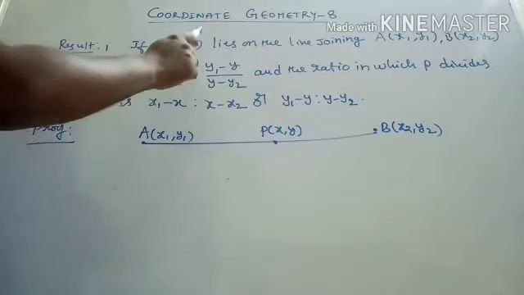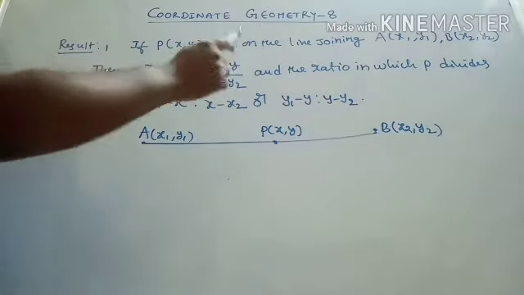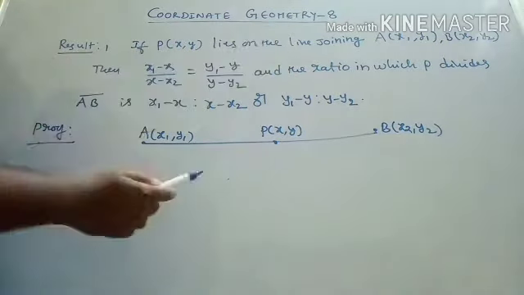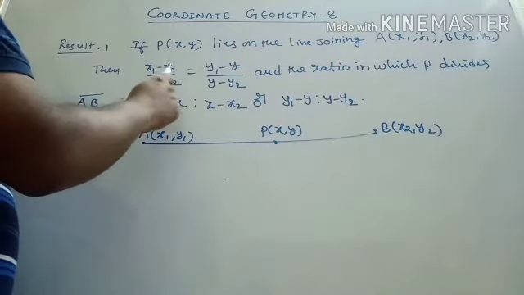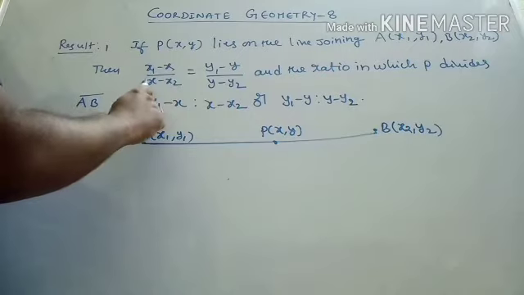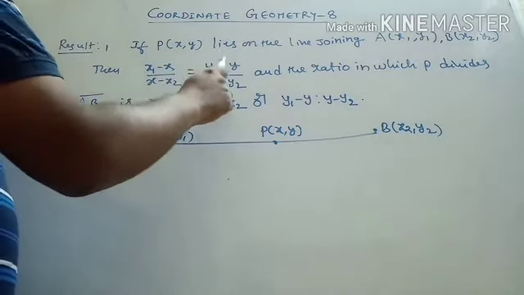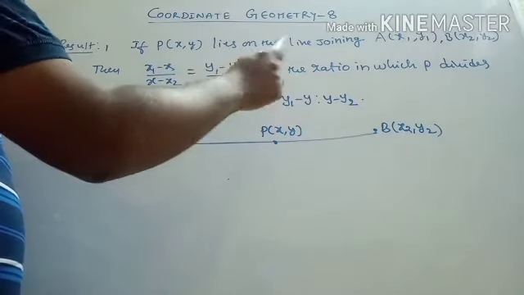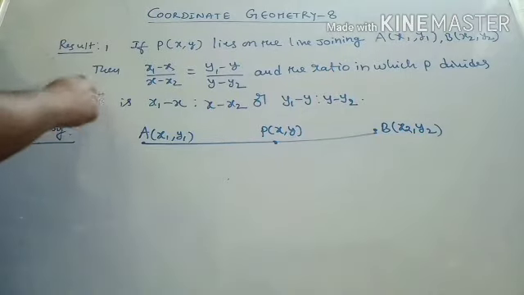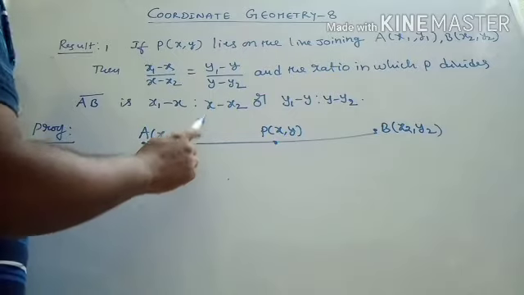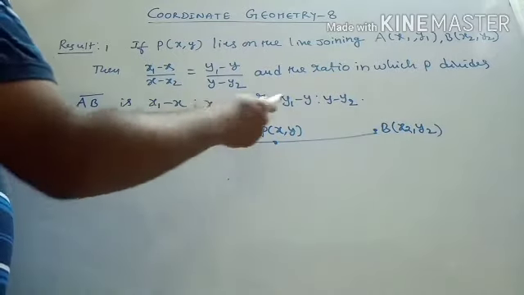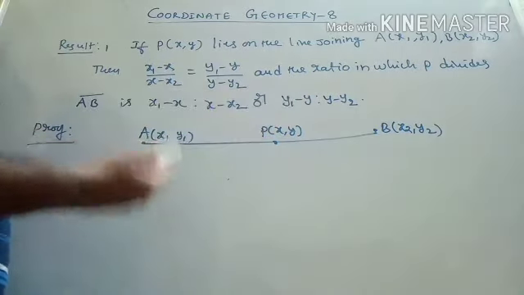If P(x, y) lies on the line joining A(x1, y1) and B(x2, y2), then we will get (x1 minus x) by (x minus x2) equal to (y1 minus y) by (y minus y2), and the ratio in which P divides AB is x1 minus x is to x minus x2, or the same ratio is equal to y1 minus y is to y minus y2.